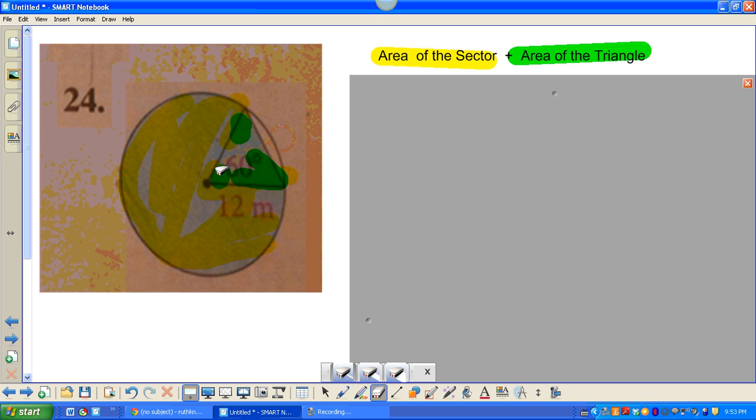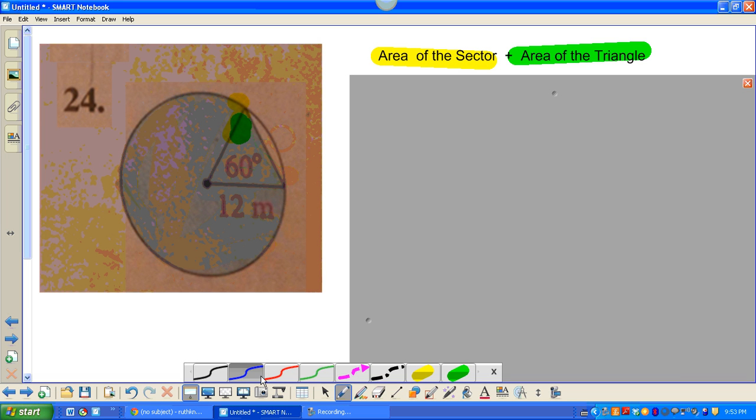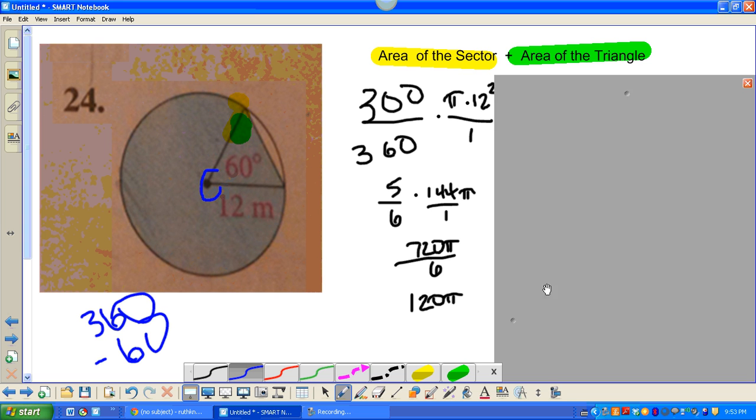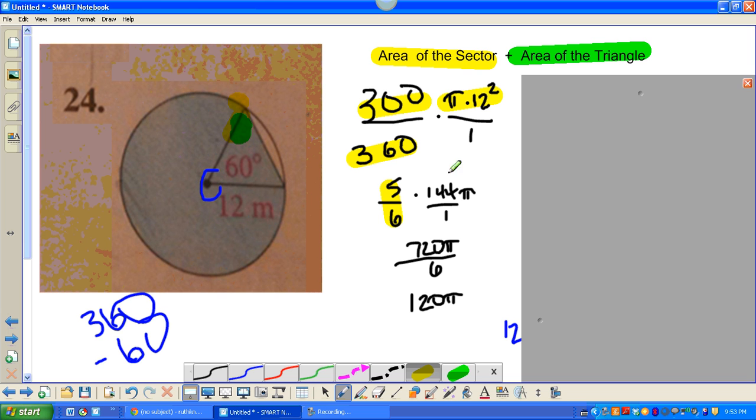All right, so if this is 60 degrees, in order to find my angle, I have to take 360 and subtract 60 degrees in order to find that big angle from here to here. So the area of my sector is going to be 300 degrees over 360, and that reduces to 5/6. My radius is 12 squared, so that gives me 144 pi. Then when I multiply the numerators, 5 times 144 pi is 720. 6 times 1 is 6. And then when I take 720 pi divided by 6, I get 120 pi.